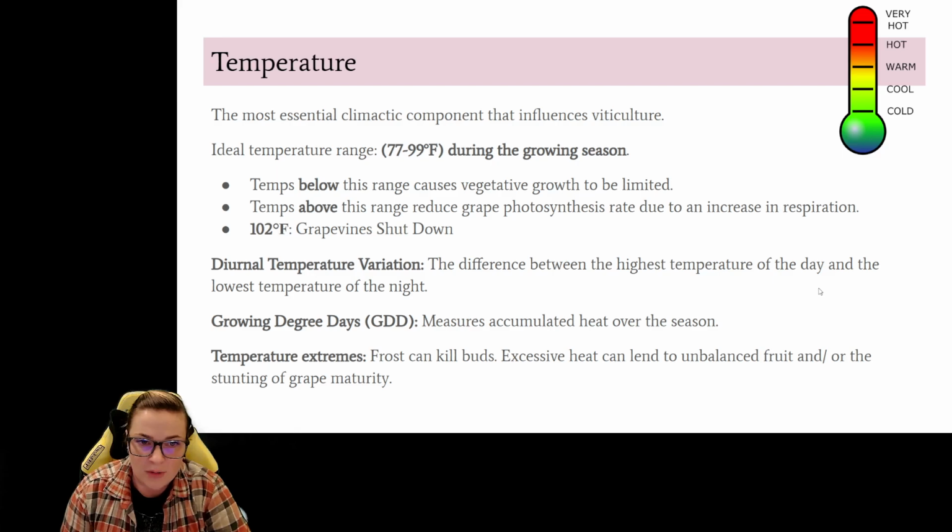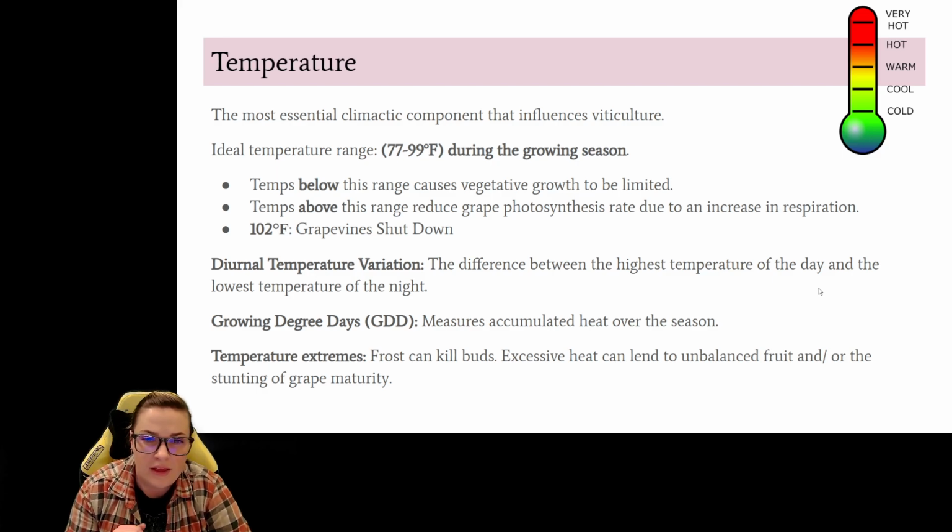Next, we're going to talk about growing degree days, sometimes referred to as GDD. This is just the accumulated heat over the course of the whole season. That's something we'll talk about with the Winkler Index in just a second. Temperature extremes, not ideal. Nothing in an extreme should be good, right?